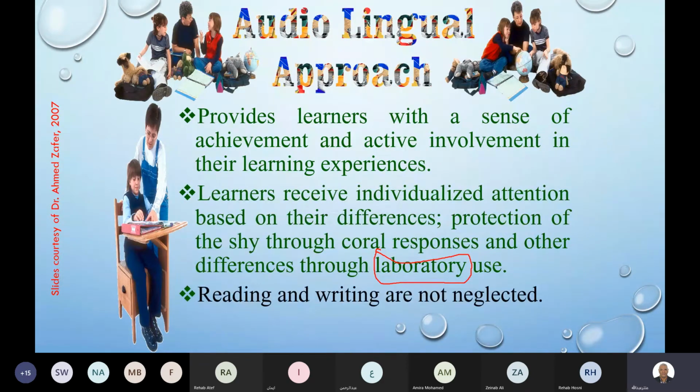Reading and writing, although they are not the focus or they are not the main goal and the main focal point for the audio-lingual method, they are not neglected either, but they are kept to the end of the classroom activities.